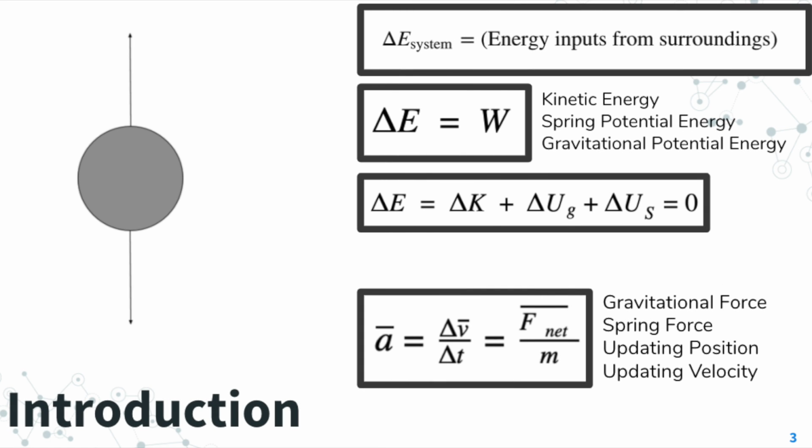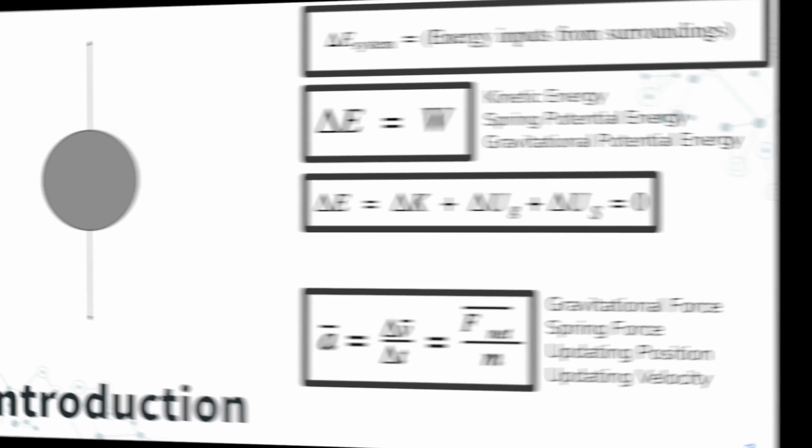As I previously mentioned, this lab focuses on the energy principle and the momentum principle. I use the energy principle in my calculations of kinetic energy, spring potential energy, and gravitational potential energy. I use the momentum principle to calculate gravitational force, spring force, and to update position and velocity. The force diagram to the left shows these two main forces, the gravitational and the spring force.